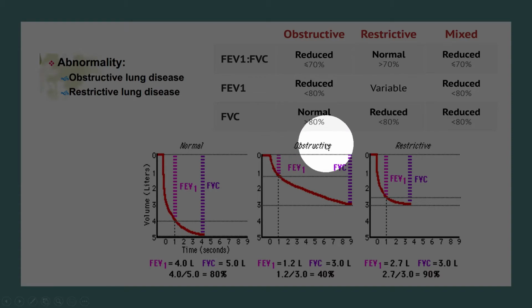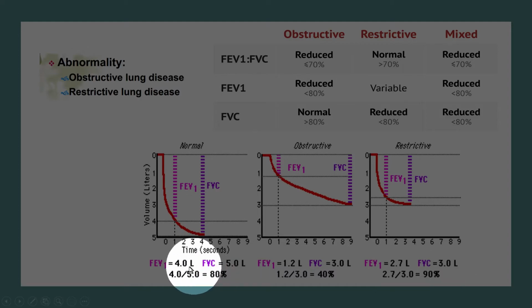Now come to the obstructive disease. Forced expiratory volume in 1 second is reduced to 1.8 liter and forced vital capacity is decreased to 3 liter. Now when we take the ratio of FEV1 to FVC, we will get only 60%. So the reduction occurs in the airflow. In the restrictive lung disease, we observe that FEV1 is decreased to 2.7 liter and FVC is decreased to 3 liter. It means 2.7 is near to 3. So when we take the ratio of 2.7 to 3.0, we will get 90%.